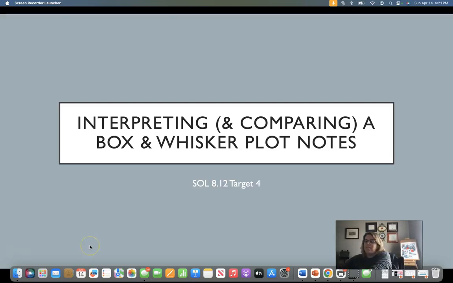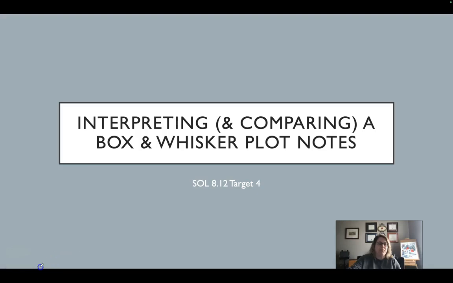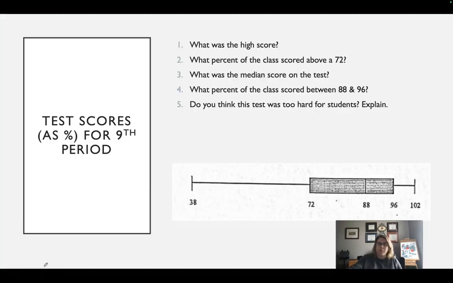Today we're going to be talking about interpreting and comparing a box and whisker plot. This is some of what we've already seen, and now what happens when we go into what's called a double box and whisker plot. So here we just have a box and whisker plot that's already been made.